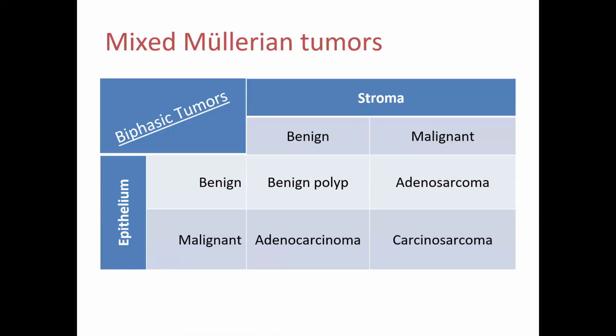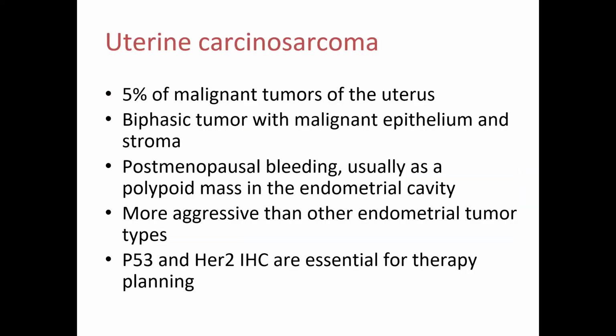My last slide here is about the mixed Mullerian tumors. You heard me talk about that a lot, mixed epithelial and mesenchymal. And if both are benign, it's just a polyp. If the epithelium is benign and the stroma is malignant, it is an adenosarcoma. If they are both malignant, that would be a carcinosarcoma. So that's a simple table just to remind you of all biphasic tumors in the female genital tract.